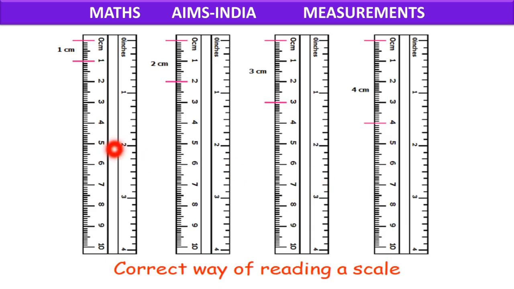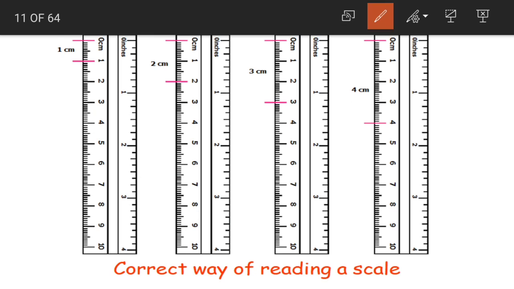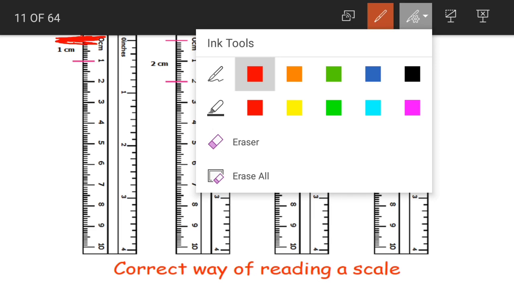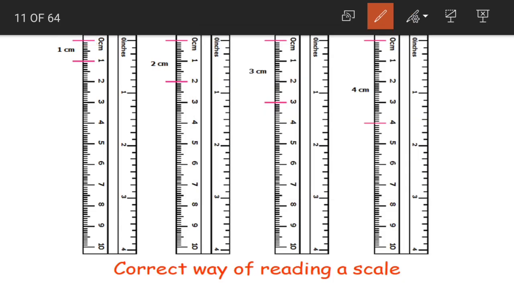Clear, children? So now again we have a correct way of reading a scale. Whenever you are reading a scale, what did we do in the previous example for measuring the pencil also? We placed our pencil from 0 centimeters. So whenever you are measuring, you have to start from the 0 centimeters. You have to make sure that you are placing the end point at the 0 centimeters.